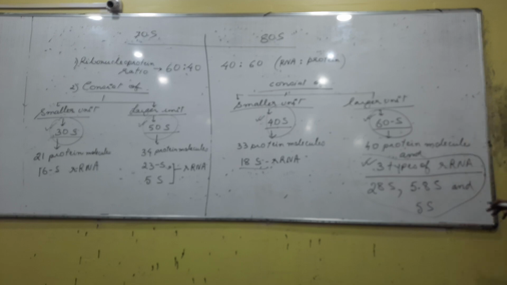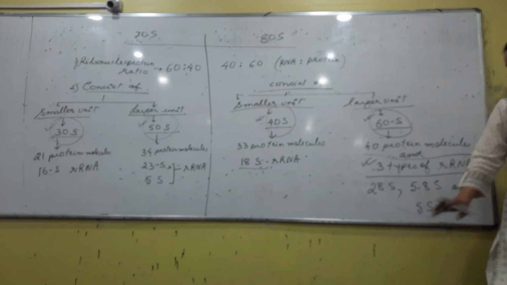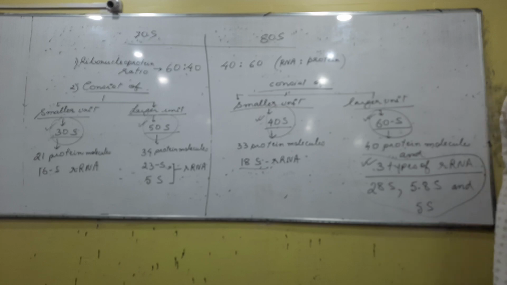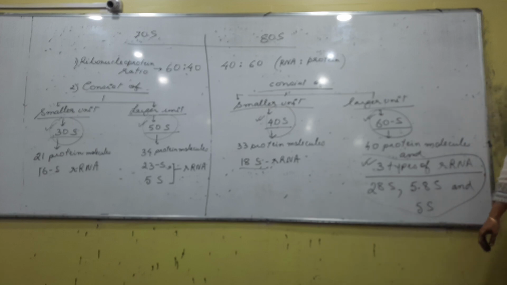The 3 types of rRNA is a characteristic of 70S or 80S? It is a characteristic of 80S, and if it is asked precisely, which part of 80S? It is the larger unit of 80S. You don't have to memorize the details, you don't have to remember. 5.8S and 5S. Has it been written?